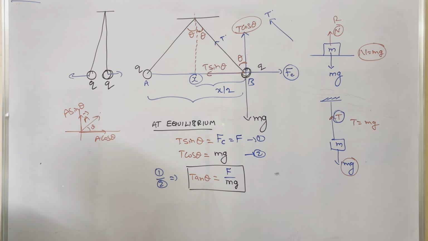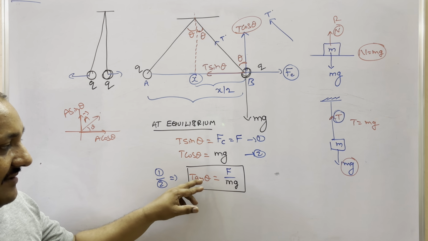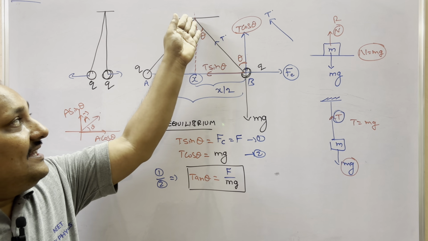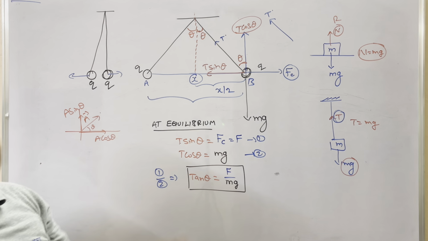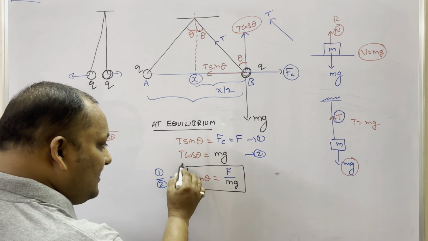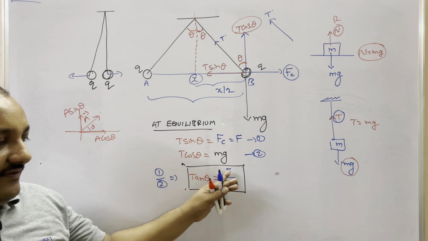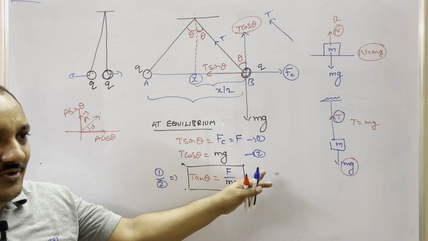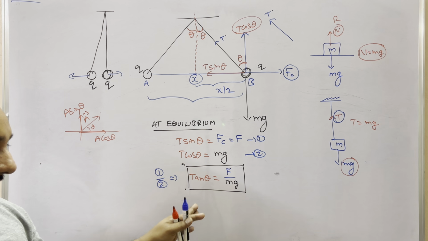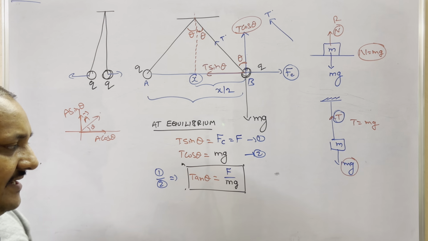Tan theta equals F by mg. So this is nothing but how much angle the string is making with the vertical. You have to remember this formula, not this derivation. Understood? Tan theta equals F by mg. Once the laws of motion lesson is completed, you will remember this formula very easily.